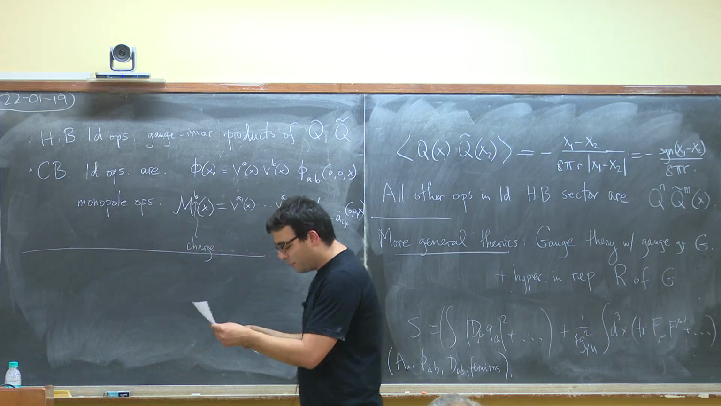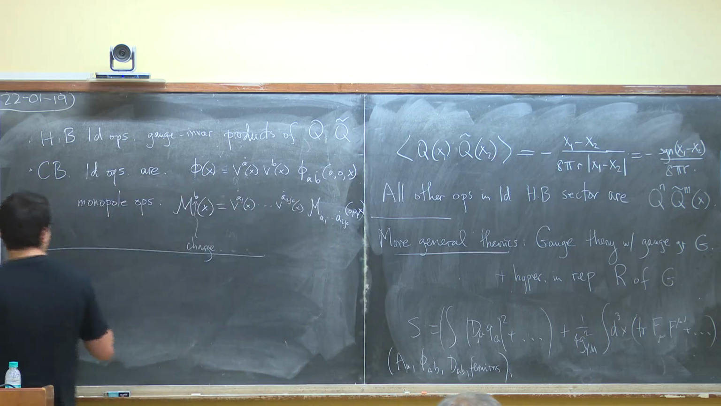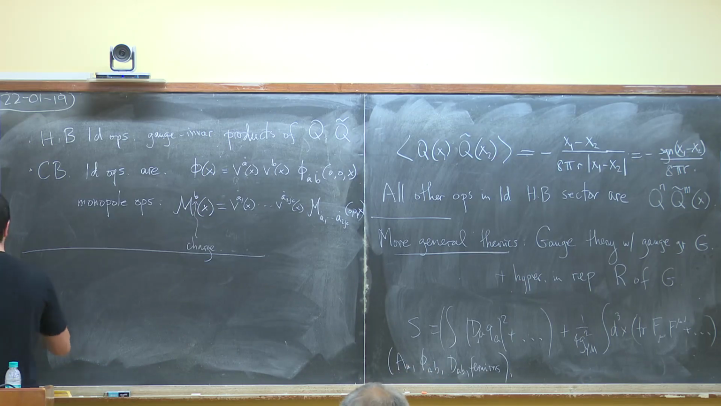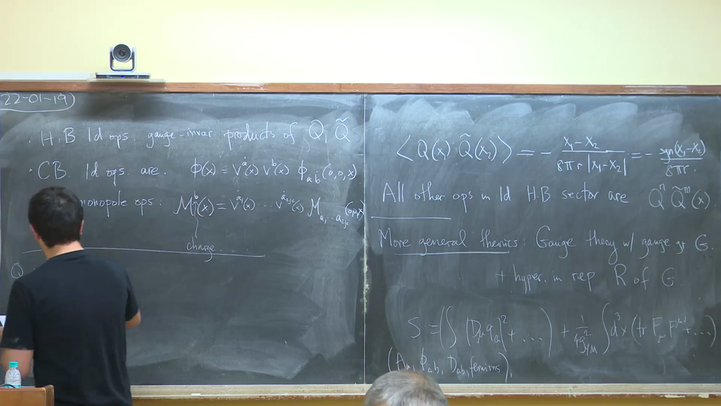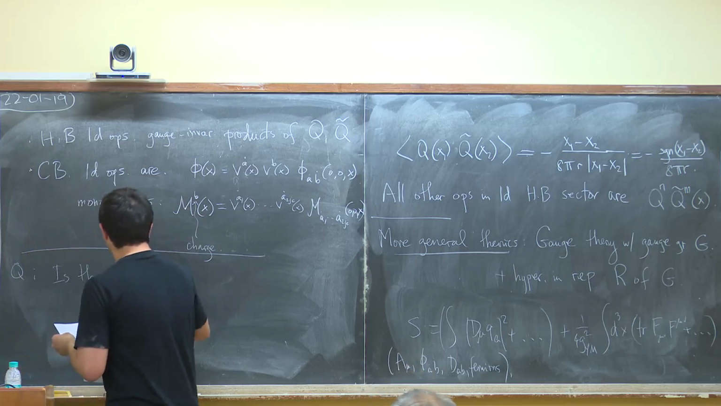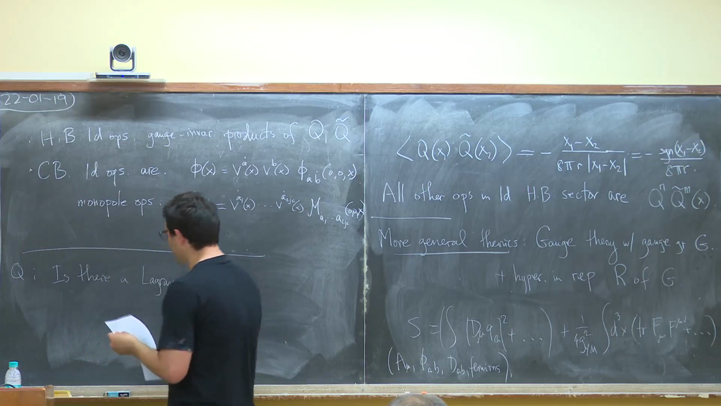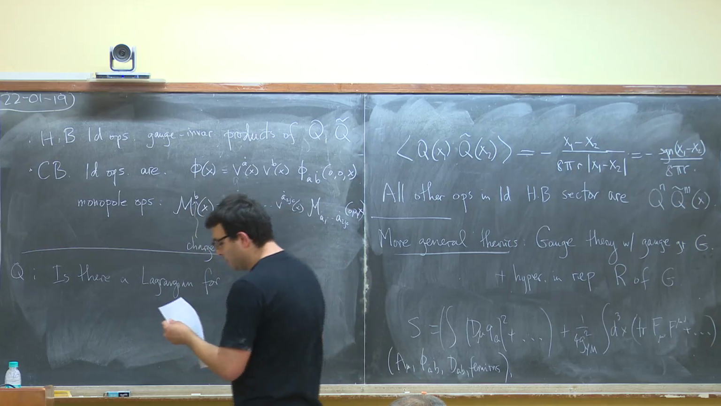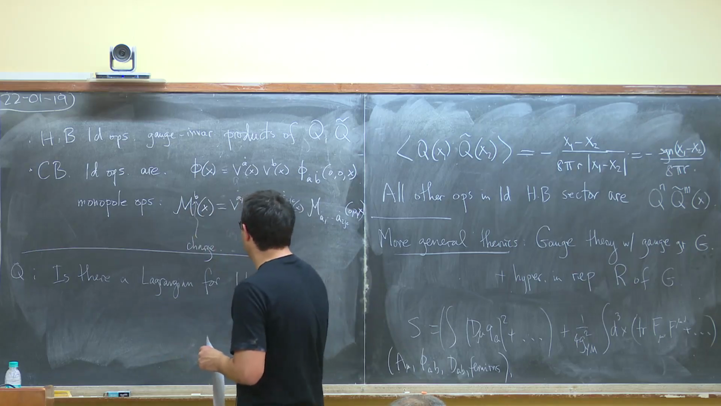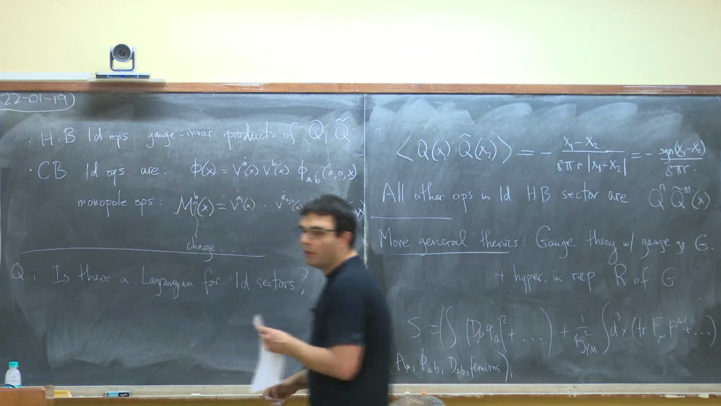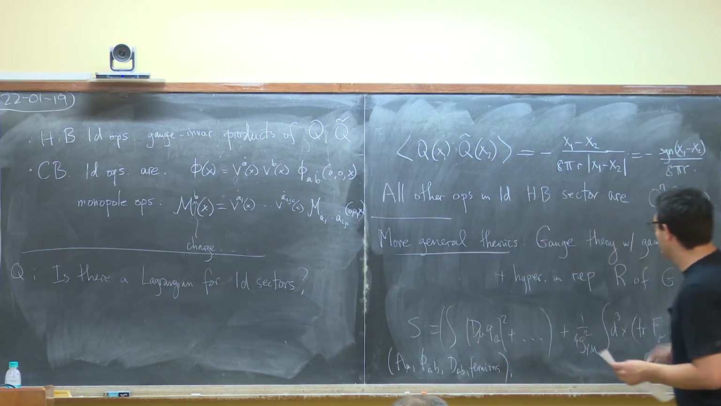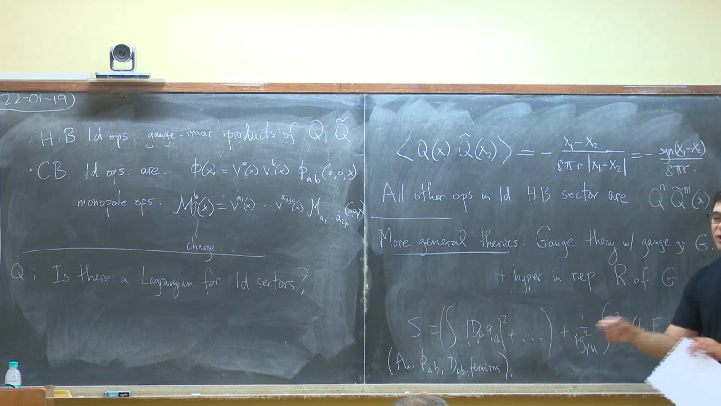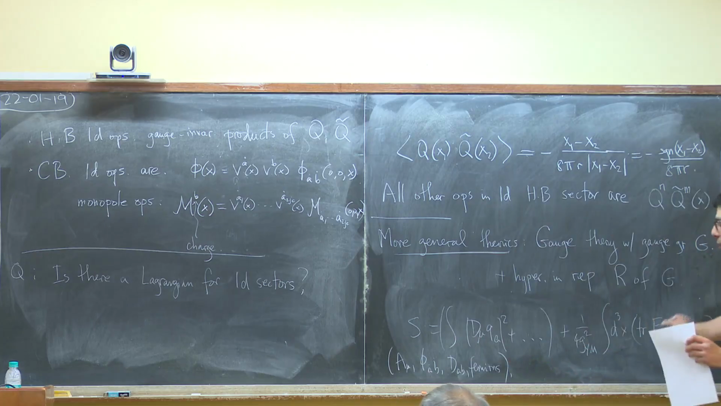So first, today, maybe I should tell you the Higgs branch story. Okay? So question, is there a Lagrangian or an action or a partition function for the 1D sectors of these theories? You know, there's a Lagrangian for the full theory. Is there a Lagrangian just for the 1D sector that I can use to compute correlation functions in the 1D sector without having to worry about the 3D theory?